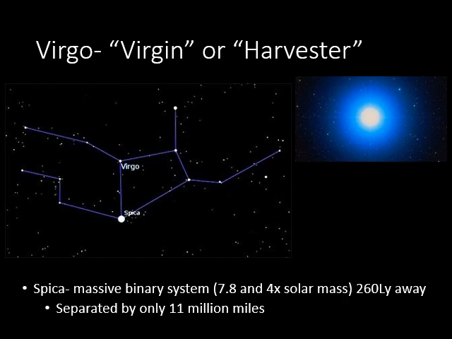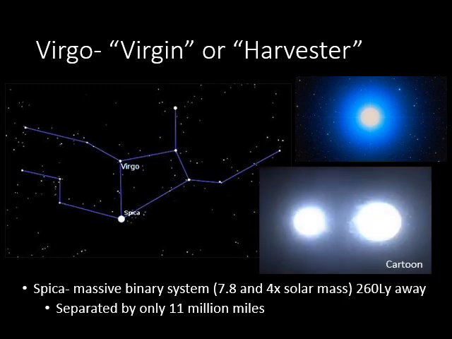Now, because these stars are so close, they actually have a gravitational influence on one another as they orbit. This is a cartoon, but it shows what the stars might look like if we could actually resolve both of them. Notice that the two stars are not perfectly round. They're actually squished a little bit into ovals.